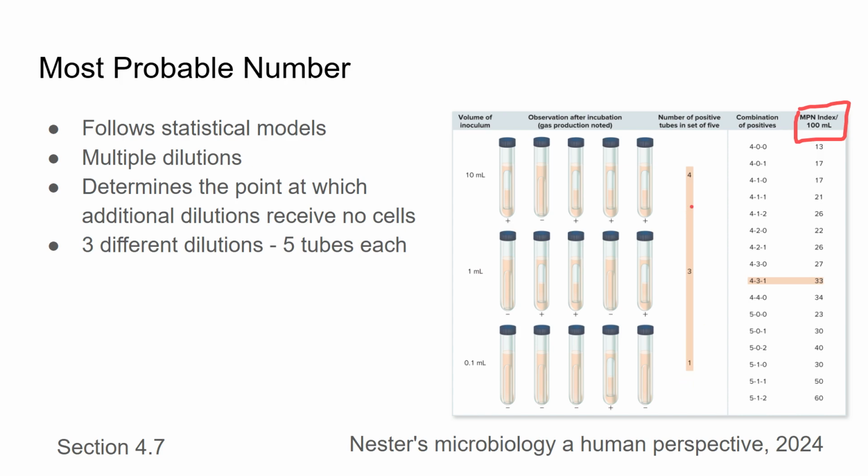So then you would take this number and you would get the most probable number index, and there are going to be combinations of positives, and you'll just look for the correct combination. And so 4, 3, and 1 will tell us that there were most probably 33 bacteria per 100 milliliters. It's very confusing. I'm not quite sure where these numbers came from, but I'm going to trust the statistician that figured it out.